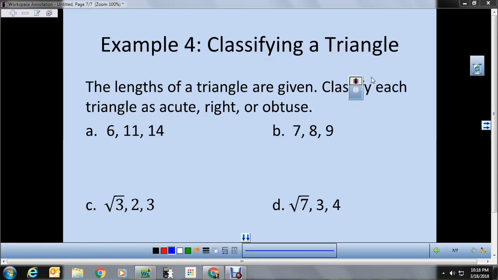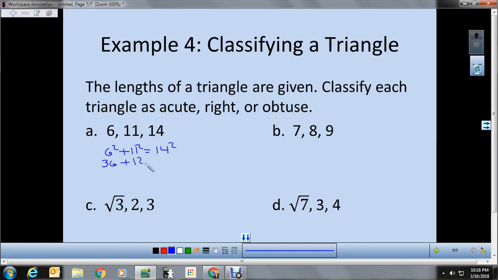Triangle A. 6 squared plus 11 squared is equal to 14 squared. 6 squared is 36. 11 squared is 121. And 14 squared is 196. 36 and 121 is 157. And it means it is not equal to 196. 157 is less than 196, so our hypotenuse is greater than a squared plus b squared, which means this is going to be obtuse.